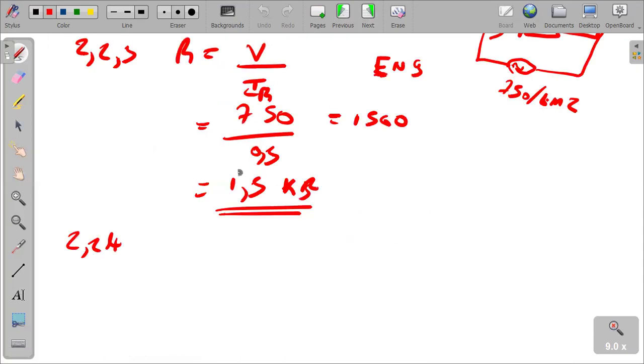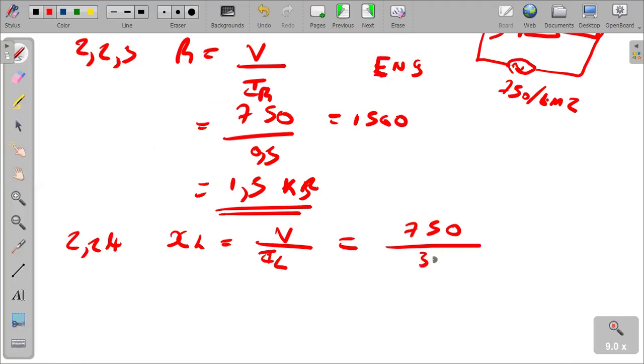So first things first, we need to calculate XL, the inductive reactance. How are we going to calculate it? V over IL is how we are going to calculate XL. So we substitute again 750 divided by IL, we already have it, that's the 3.5 that we have. So what do we get? We get 214.286 ohms. That marks our XL.